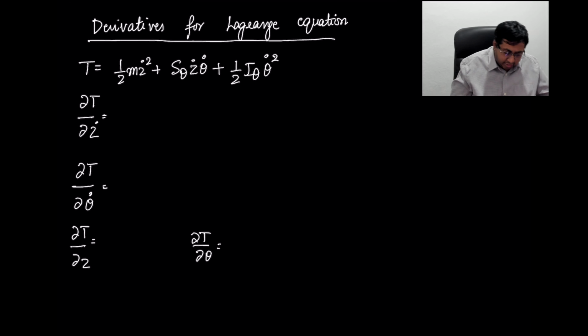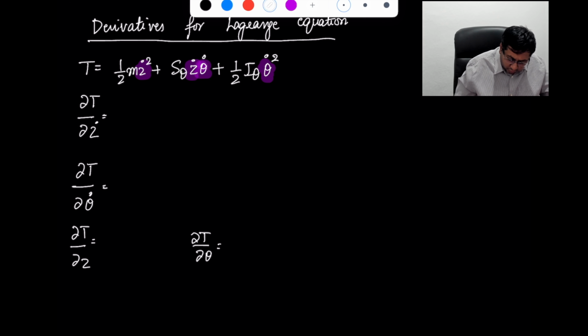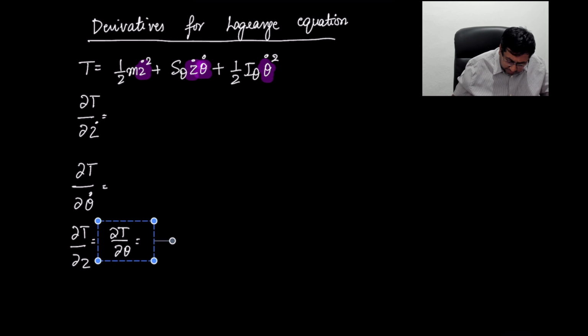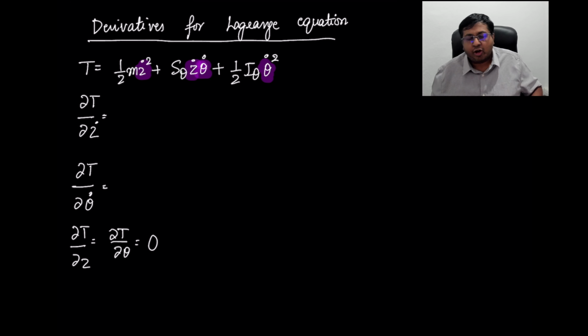Okay, so let's start by writing one term after the other. As we saw in our kinetic energy, we have the terms related to z dot and theta dot. We do not have any terms related to z and theta itself. So both these terms go to zero, right? So dou T by dou z is nothing but dou T by dou theta equal to 0. I'm writing the easiest ones to start with, and then we can write the rest of it.